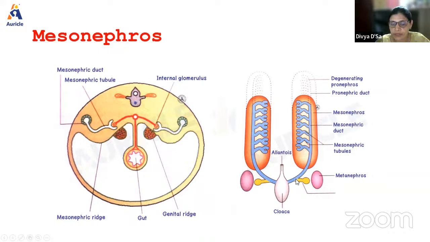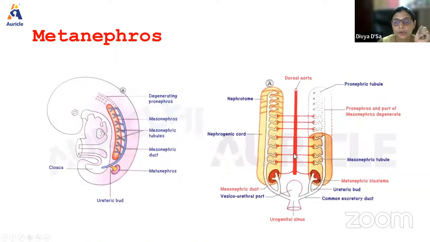Here, a small portion from the mesonephric duct will form a small bud. We call it the ureteric bud. And the lower portion of this nephrogenic cord will form a solid mass of cells, which we call the metanephros. So the next step is this ureteric bud.